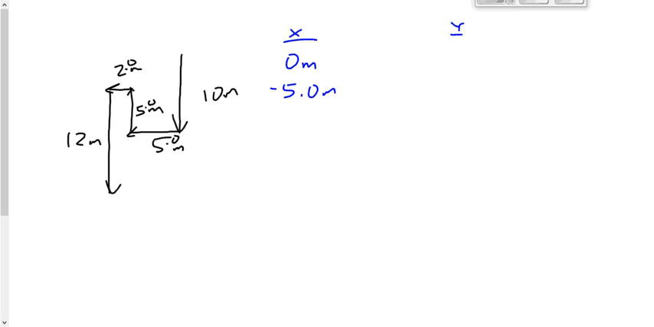Chloe, how much of that next 5 meters is x component? Good. How much of that 2 meters is x component? Aiden, how much of that 2 meters is x component? This one right here? What is it? Good. Not just 2. Okay, you're correct. It's -2 because it's going to the left, right? And finally, the x component of that last one is just 0, right? The 12 meters is straight downward. So we add these up. 0 plus -5 plus 0 plus -2 plus 0 gives me -7.0 meters.